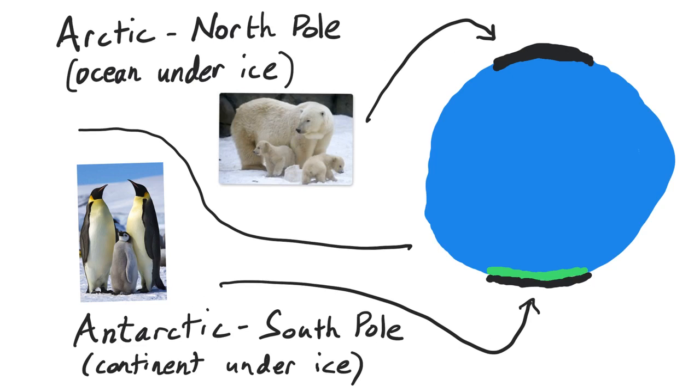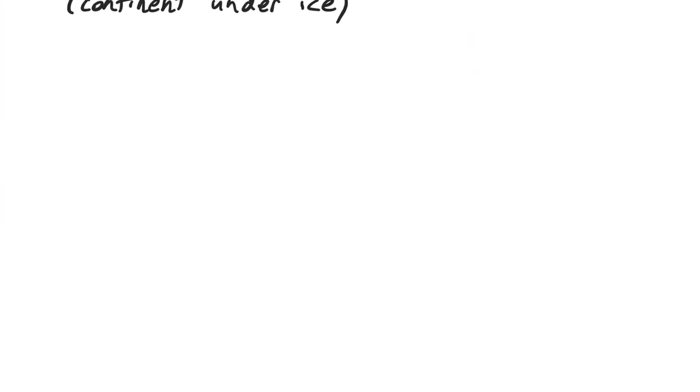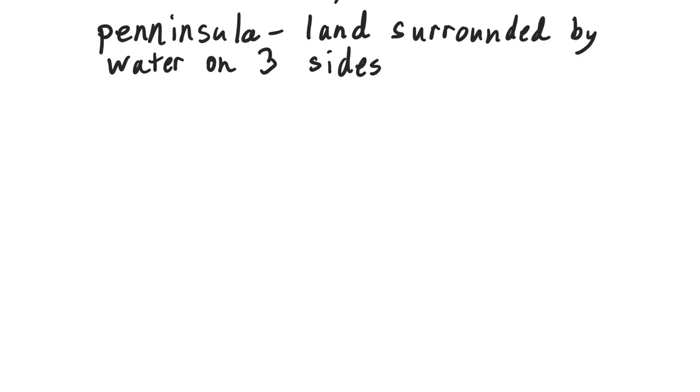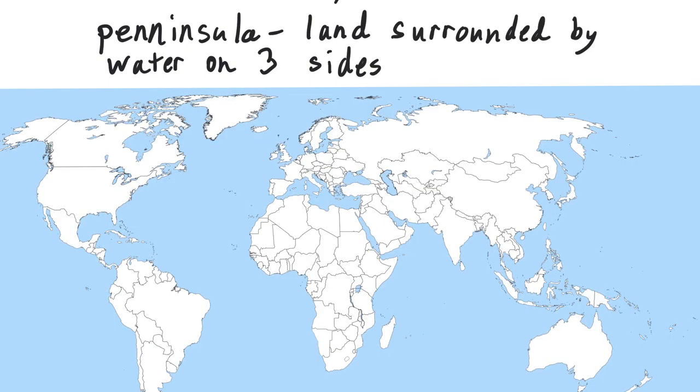So moving on. Next, let's talk about the word peninsula. A peninsula is land surrounded by water on 3 sides. And once you get that idea, you will see there are peninsulas everywhere. So let's just take a look at some.